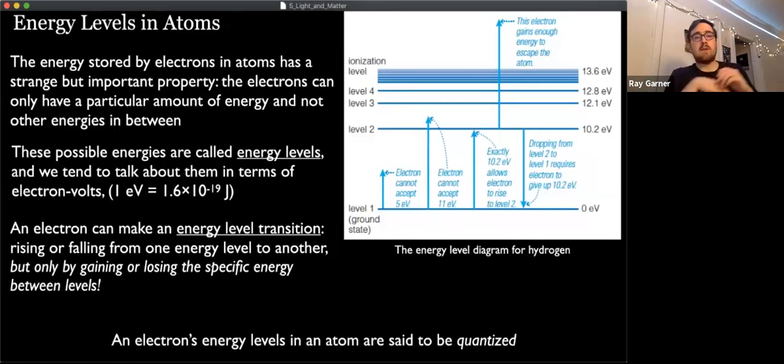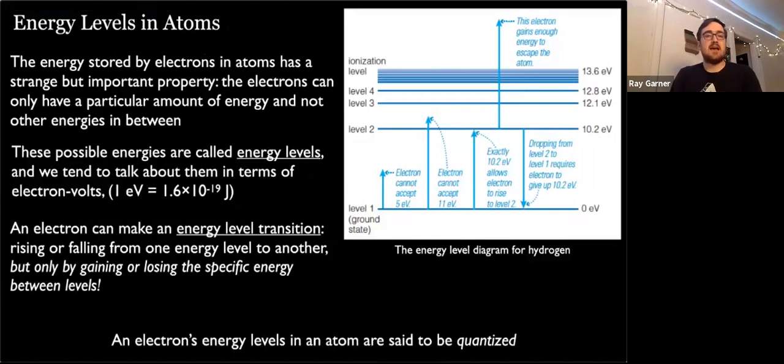So the energy stored by electrons in atoms has a very strange but important property. The electrons can only have a particular amount of energy, but not any other energies in between. So this is very weird. It's like you have a car that can only drive at either 5 miles per hour or 25 miles per hour, but none of the speeds in between. That is exactly what is happening with these electrons.